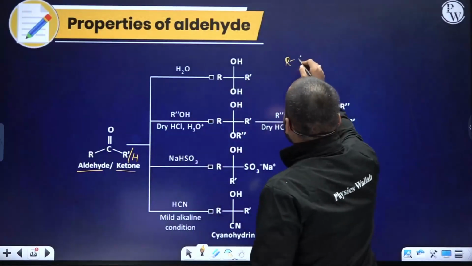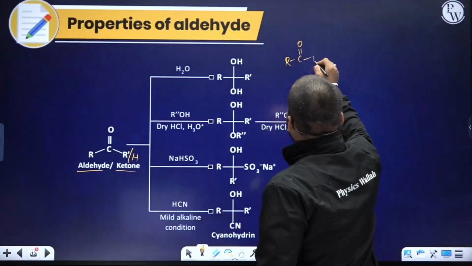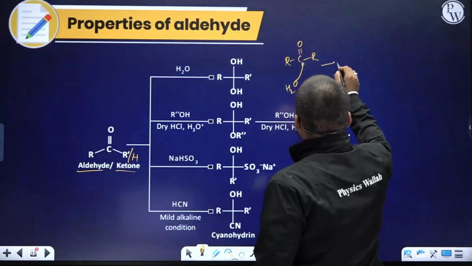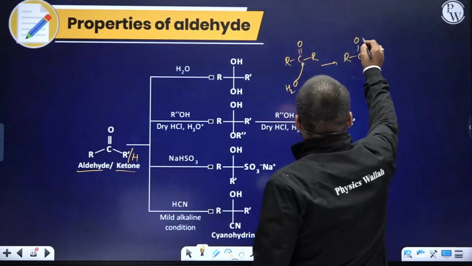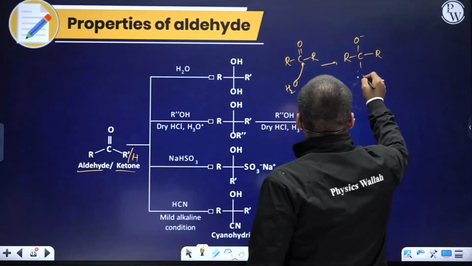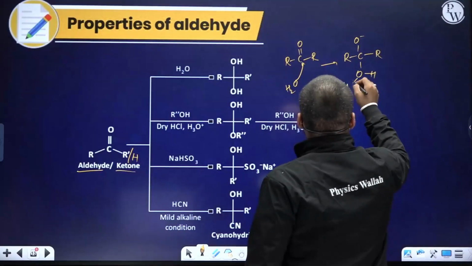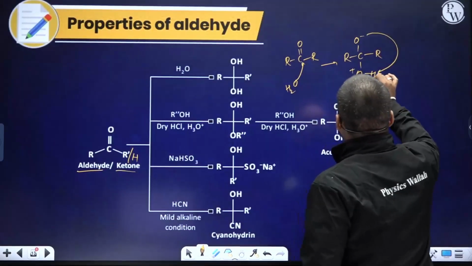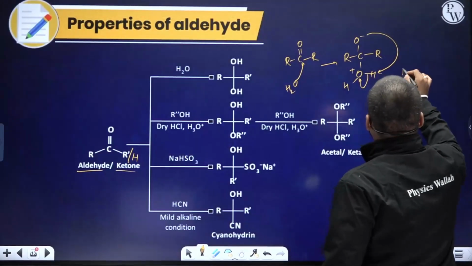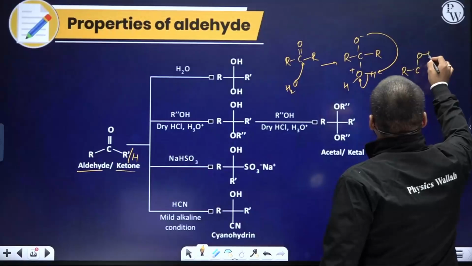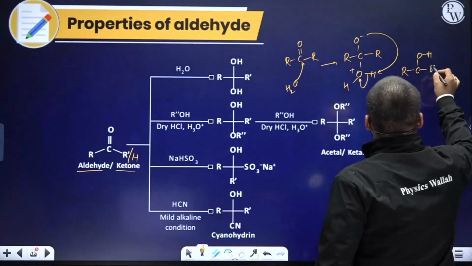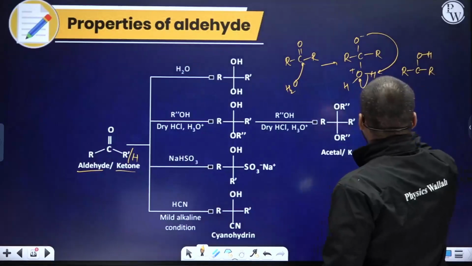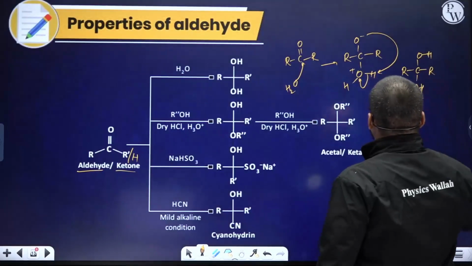So R, C double bond O, R is being attacked by water. So what is water going to do? It will break the pi bond and it generates an oxygen negative charge. This negatively charged oxygen immediately picks up this hydrogen positive and the compound obtained is R, C, OH, R, and there is OH.